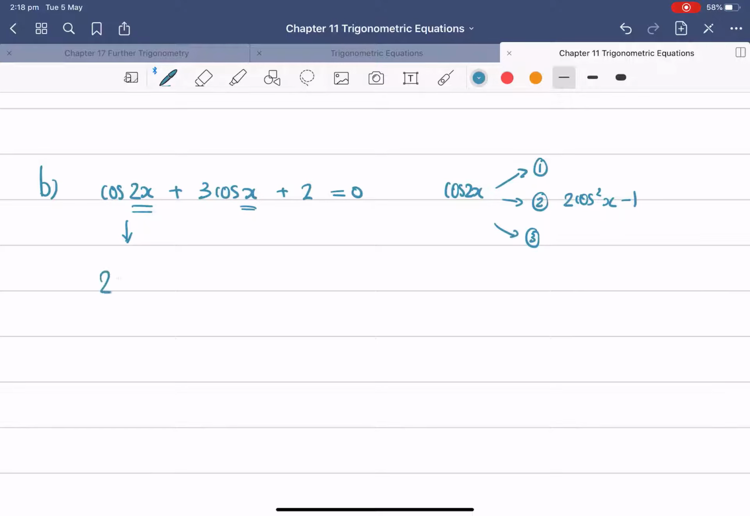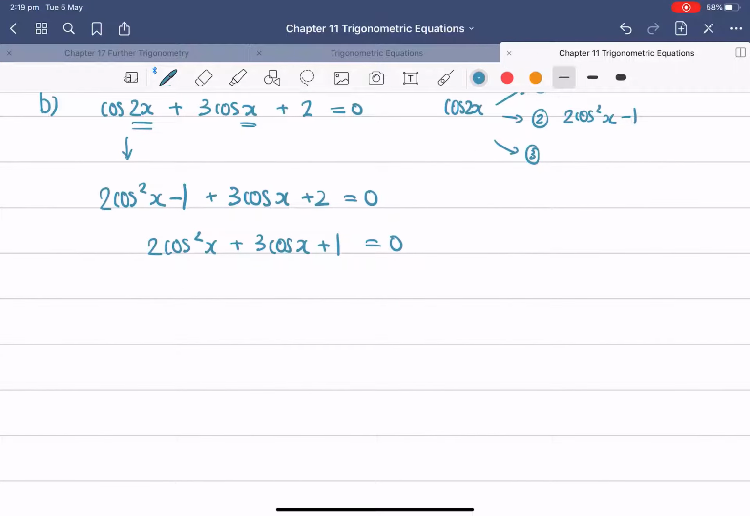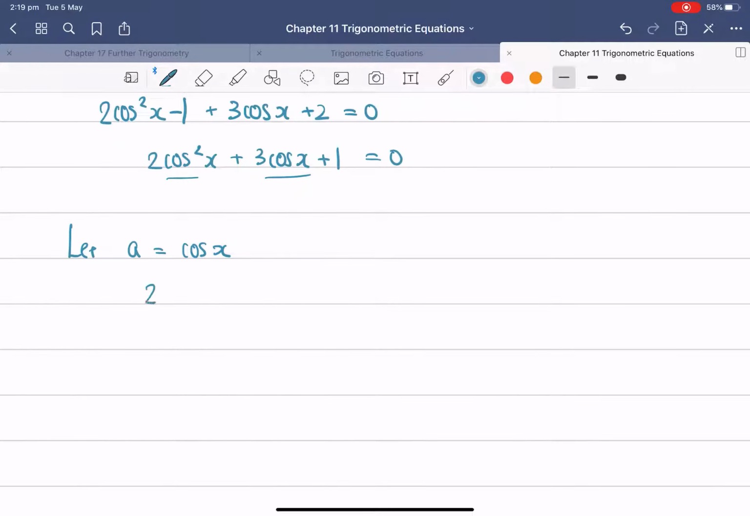So we can change that into 2 cos squared x minus 1 plus 3 cos x plus 2 equals 0. That gives you 2 cosine squared x plus 3 cosine x plus 1 equals 0. Once you get to this point, that looks like a quadratic. So the next step is you can let a equal cosine x. Replace cosine x by a, then you get 2a squared plus 3a plus 1 equals 0.